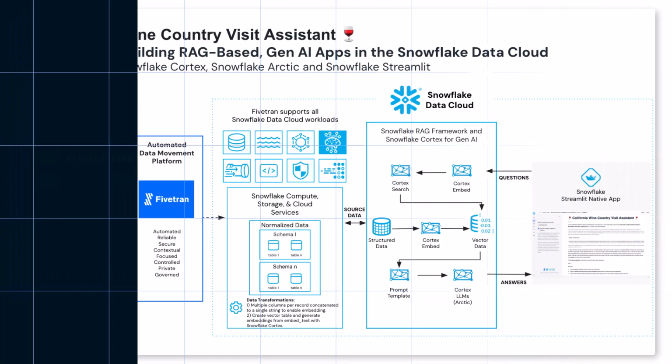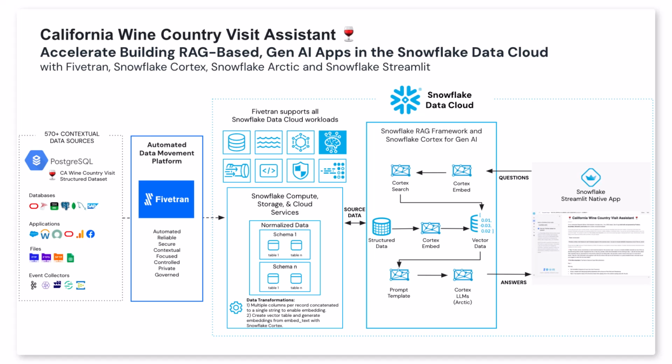Welcome in. I'm going to show you today how to build a powerful RAG-based Gen AI application with structured data. The project today is a California wine country visit assistant, which we'll create using the latest tech stack from Fivetran and Snowflake, including Cortex, Arctic, and Streamlit. This demo is from a lab that we ran at Snowflake Summit. Hundreds of people participated and they really enjoyed it.